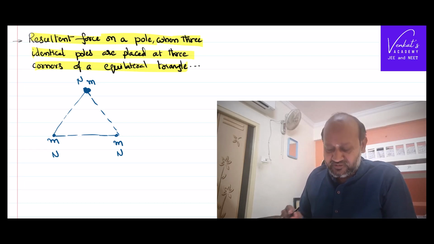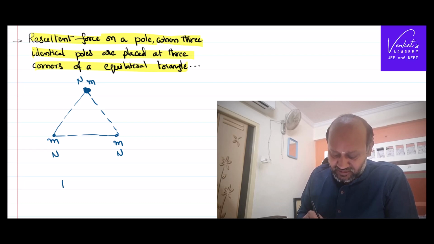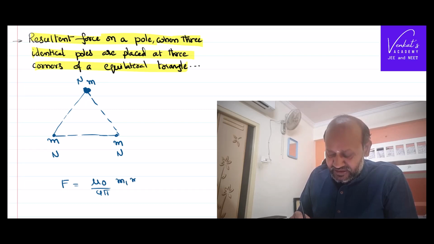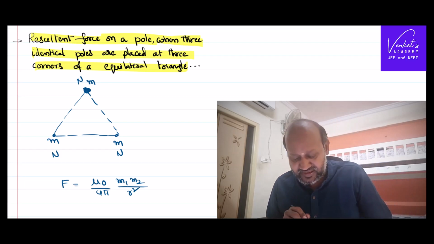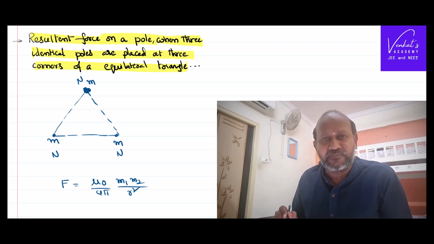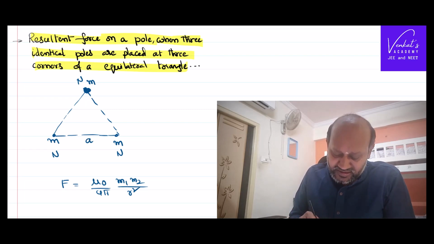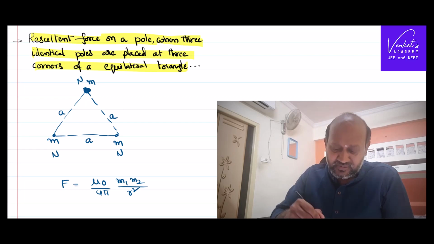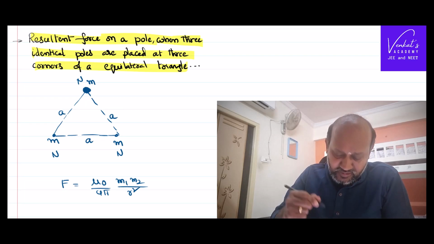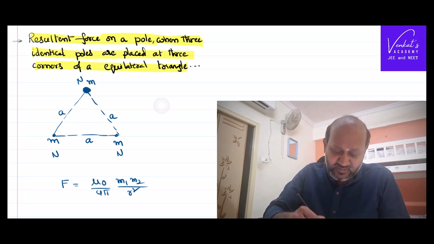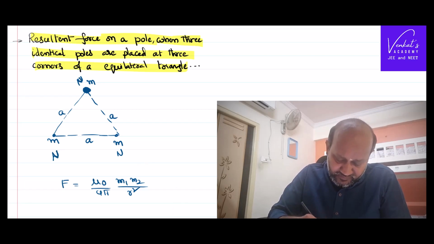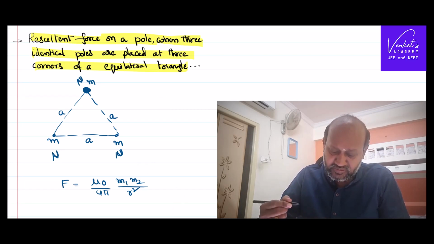That is, what is the force between two magnetic poles based on the inverse square law? F is mu naught by 4 pi, between any two poles of pole strengths M1 and M2, when they are separated by a distance R, divided by R square. Now I don't know what this side is. Let me call it A. Now this is the pole for which I want to calculate the resultant force. It is a north pole. Of course, all other poles are also north poles.